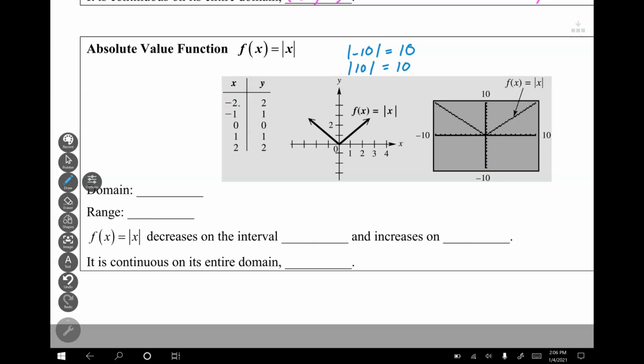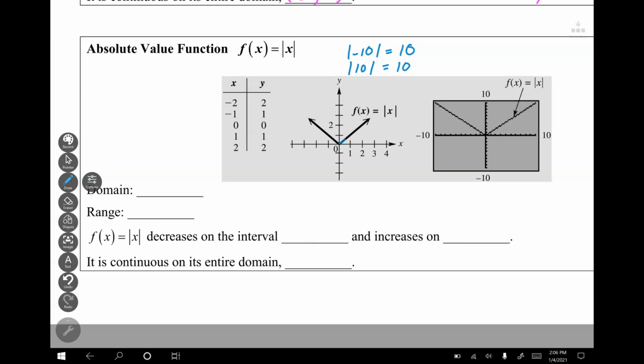All right, so looking at the table, the absolute value of negative 2 is 2. The absolute value of negative 1 is 1. Just taking those negatives off, making the number positive. Then we've got 0, 1, and 2, positive numbers. Absolute value of those is still going to be that positive number, 0, 1, and 2. When you graph those, it ends up looking like a V here, not a parabola. It is a V shape.